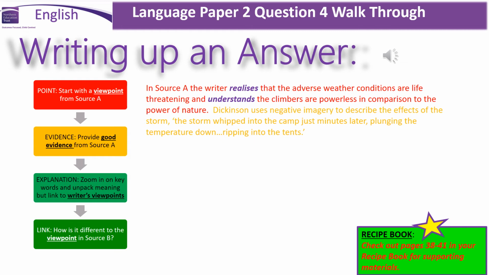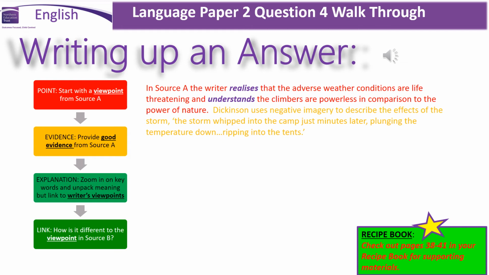Notice how I have used 2 of our magic words to show the examiner that I am focusing on what the writer thinks. My point actually has 2 viewpoints in there, which makes it more developed. And I've also referred to the power of nature, a conceptual idea. I've then backed it up with some good evidence. Now remember, you've got to choose a quotation that you can write a lot about.